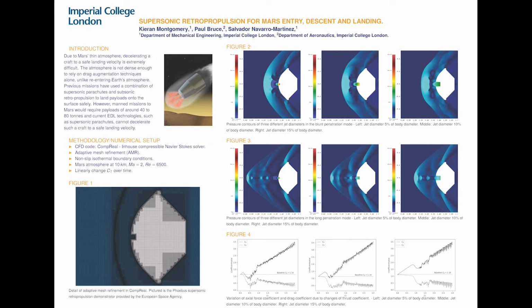We are using CompReal, a compressible Navier-Stokes solver written at Imperial College London. We also make use of adaptive mesh refinement to increase the resolution of the mesh closer to areas of interest. For the simulations presented, the flow is at Mach 2 at an altitude of 10 kilometers in the Martian atmosphere.